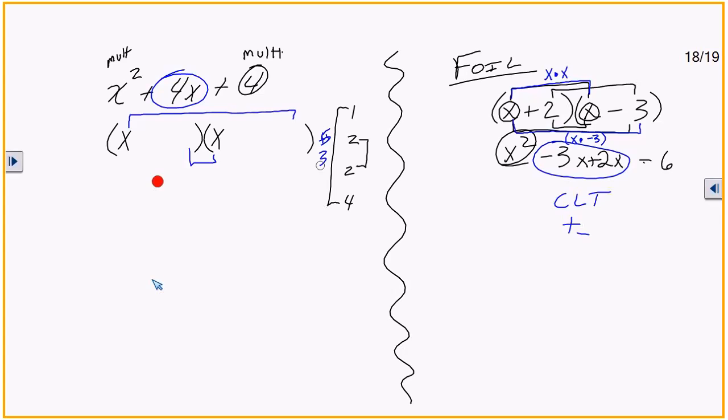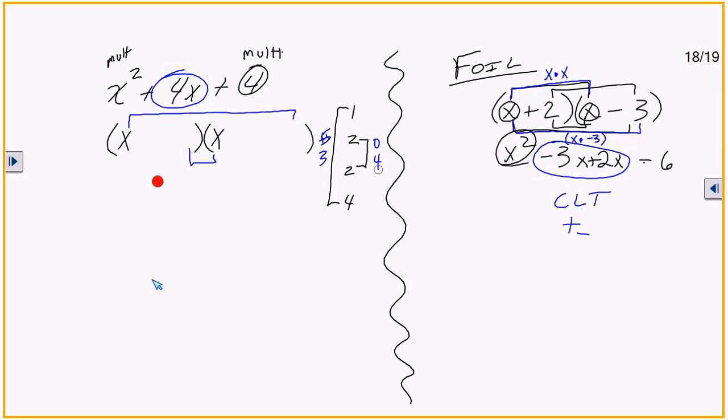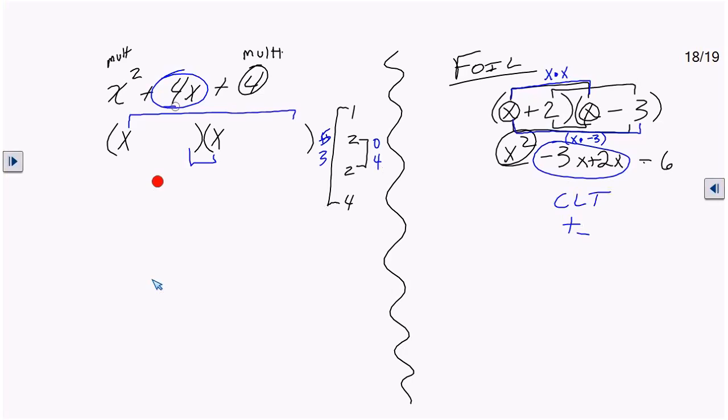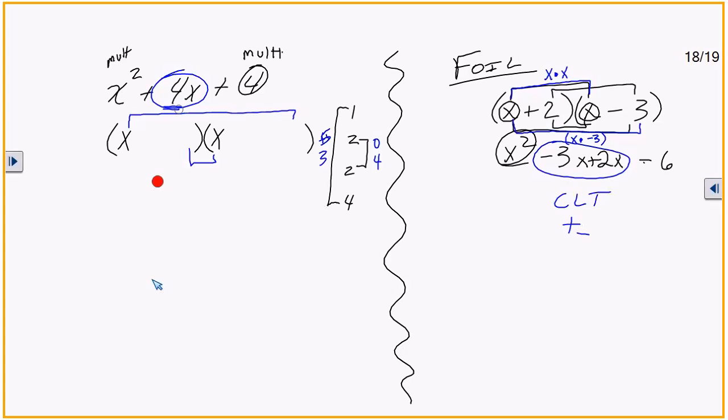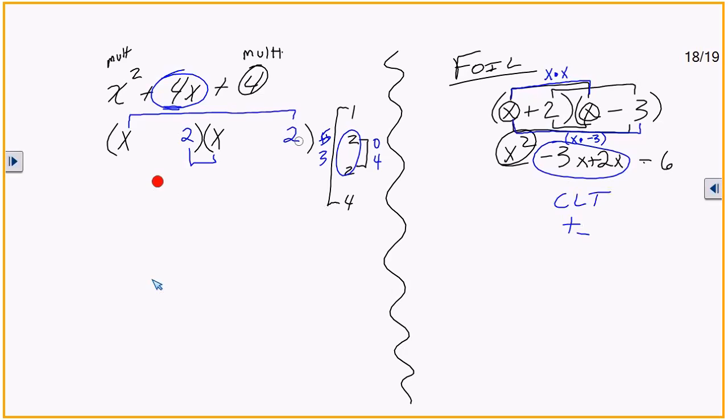No matter what you do with 4 and 1, you can multiply it and you get 4. But when you add or subtract it, you're going to get 5 or 3. 2 and 2 will give me a 0 or a 4. We need a 4. So that means I'm going to use 2 and 2. So I'll put a 2 here and a 2 here.